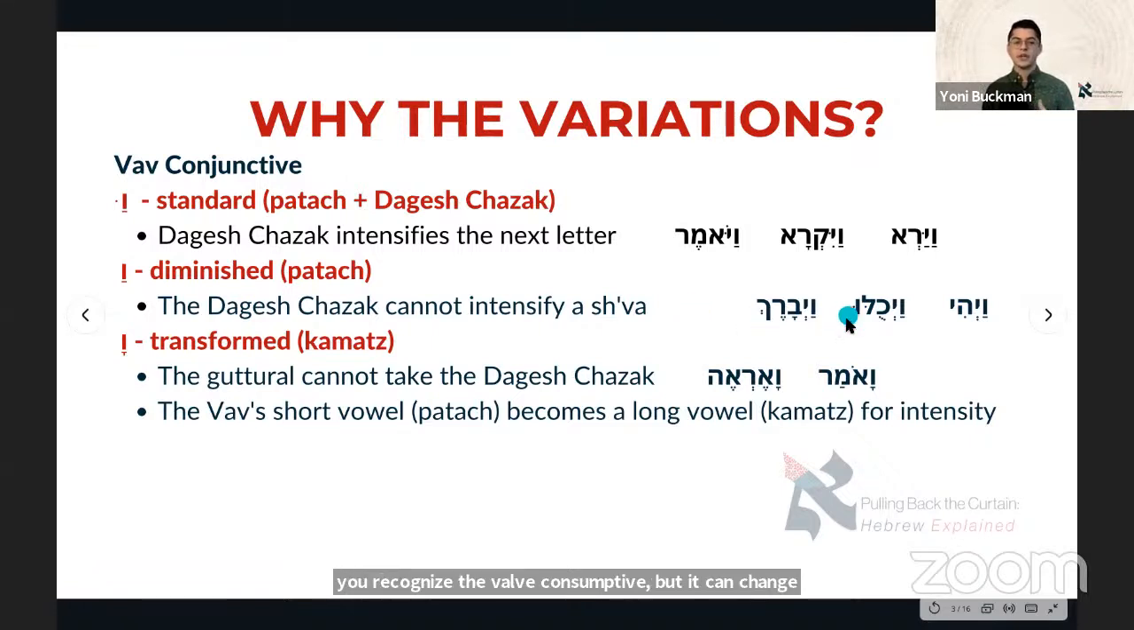So sometimes you have a Vav conjunctive. I'm so sorry, I'm looking at the heading and I'm totally making that mistake. This is the Vav consecutive.